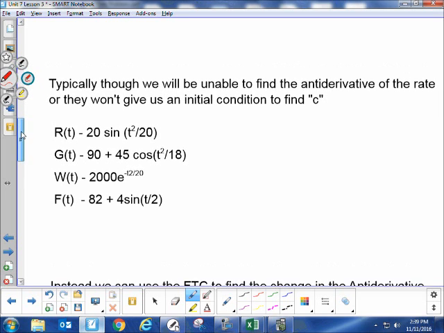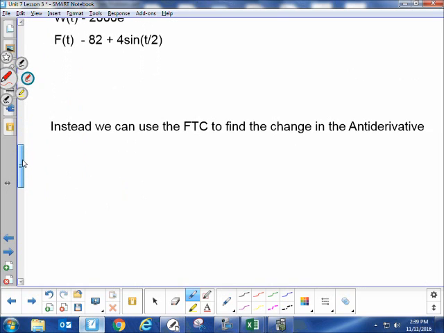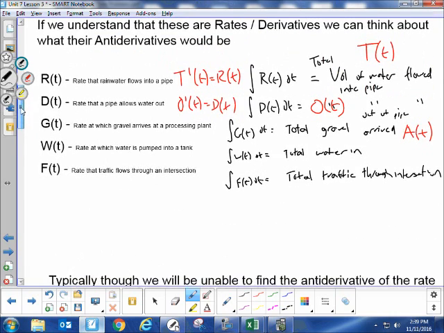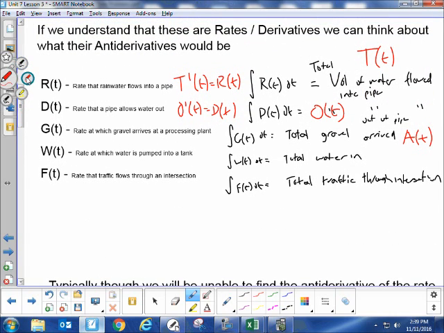So instead of finding the specific antiderivative, we're going to use the fundamental theorem of calculus to find the change. So instead of just finding the antiderivative, we will say, hey, what's the antiderivative from 0 to 5? And that's something that I can calculate. This will be the total change, or the total volume of the water that flowed into the pipe from 0 to 5.